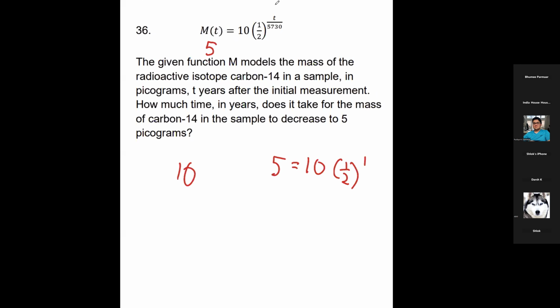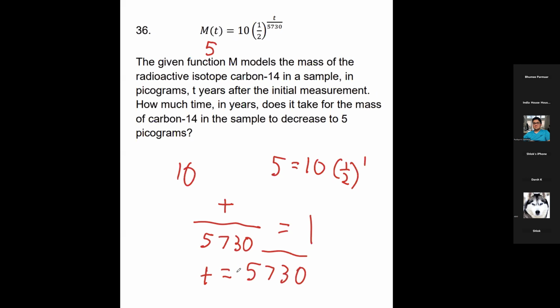So we just have this top part equal 1. So t over 5730 has to equal 1. So t has to equal 5730. That is the correct answer.